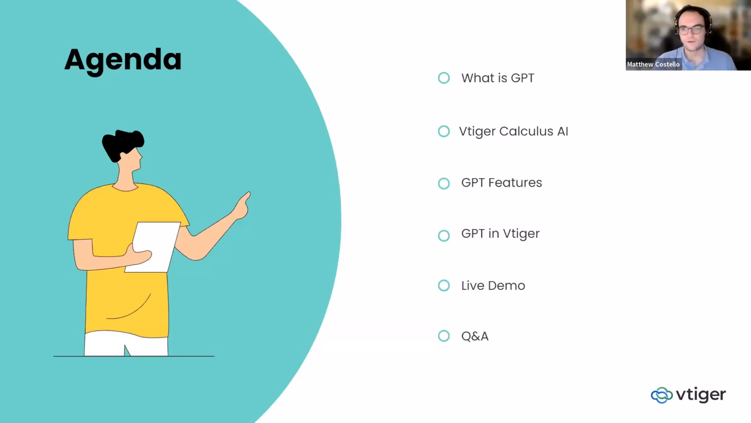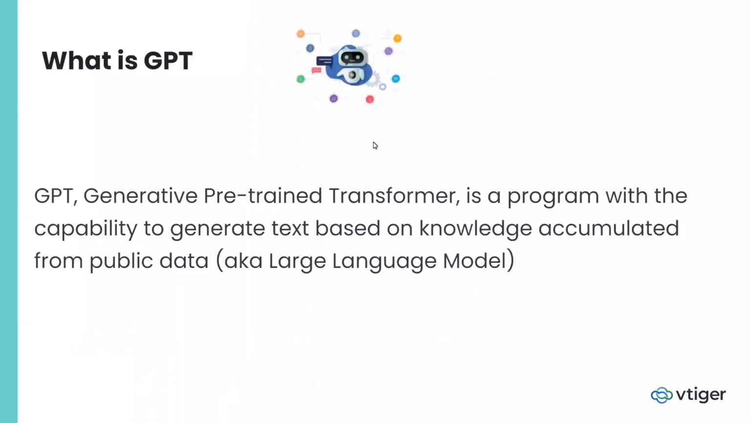I'll be going over Calculus AI, and then we'll be going over the features that come with GPT itself. That'll be how it can be used within the CRM, and then how it actually looks within Vtiger will be the final steps. Then I'll pass it off to Josh for a live demonstration, actually showing you how it functions in the system and how you can make the best use of it. So with that, let me jump into what is GPT.